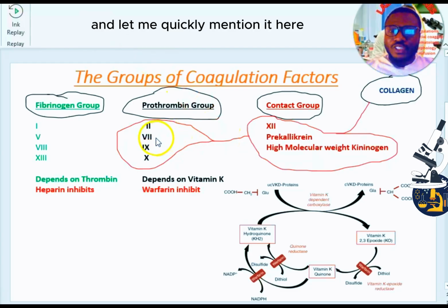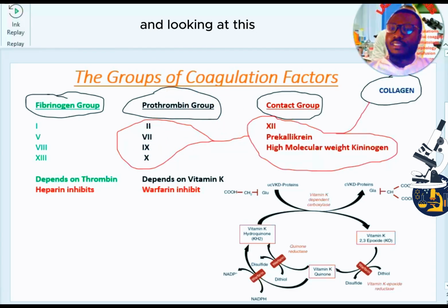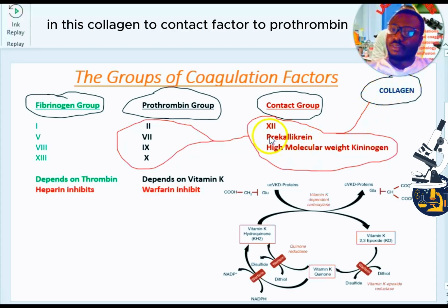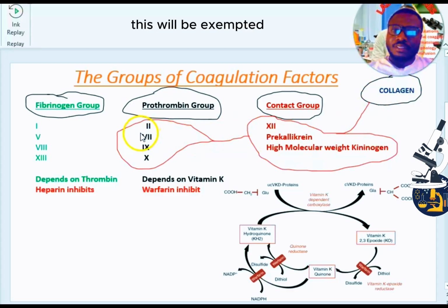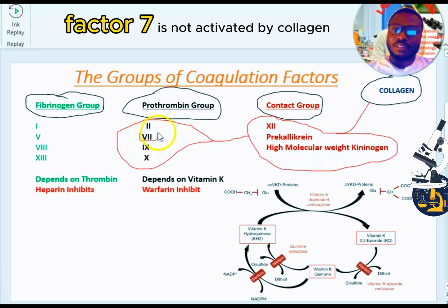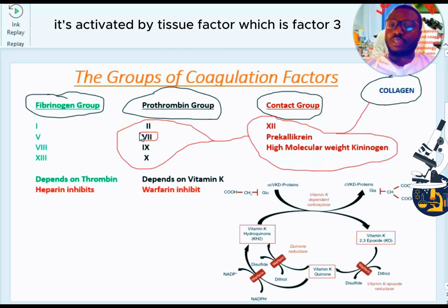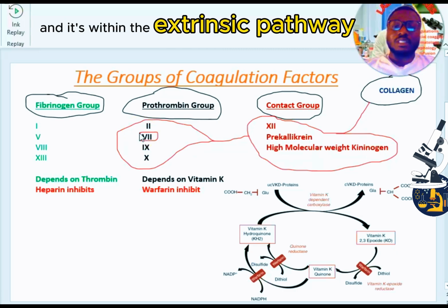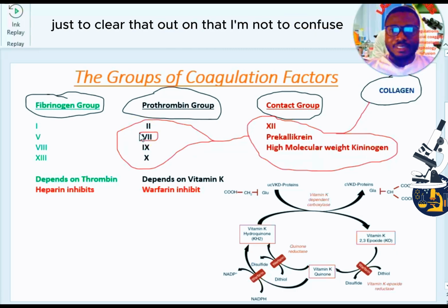Let me quickly mention that though we have factor 7 within this prothrombin group, and looking at this flow from collagen to contact factors to prothrombin, this will be exempted. Factor 7 is not activated by collagen, it's activated by tissue factor, which is factor 3, and it's within the extrinsic pathway. Just to clear it out, not to confuse.